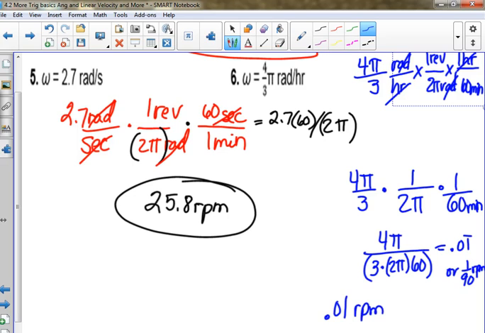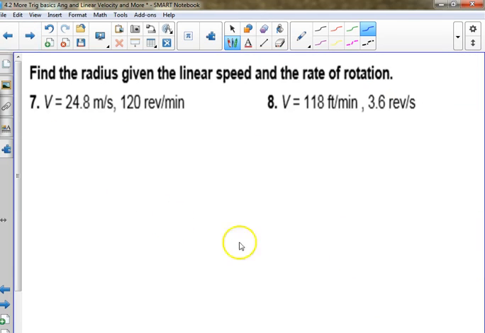That seems really, really slow to me, but it depends on what it is. If it was a gigantic gear or something, it might not be as slow as it seems. We're moving on to find the radius. Find the radius. Okay.